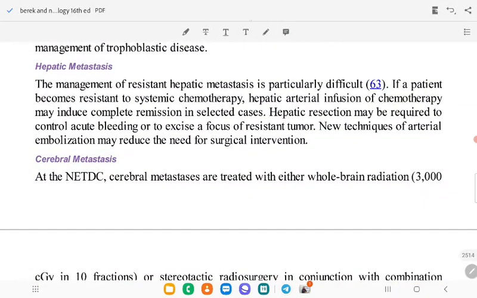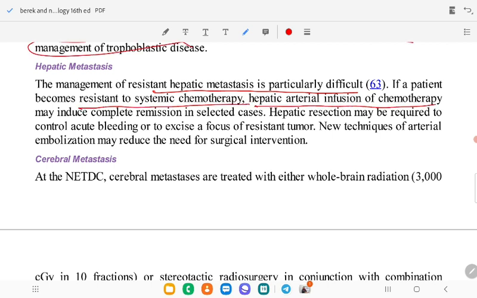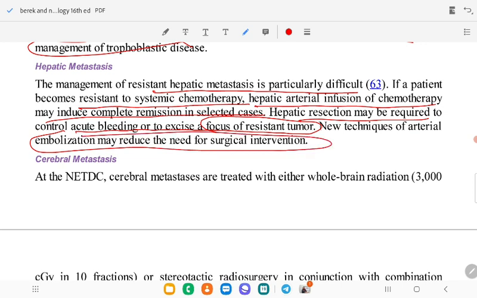Hepatic metastasis management is particularly difficult. If a patient becomes resistant to systemic chemotherapy, hepatic arterial infusion chemotherapy may induce complete remissions. Hepatic resection may be required to control bleeding or excise a focus of resistant tumor. Arterial embolization may reduce the need for surgical intervention.